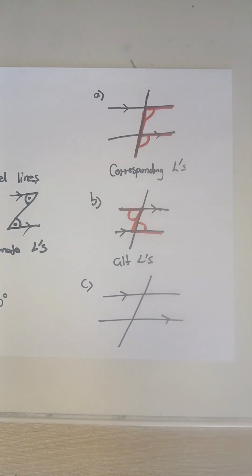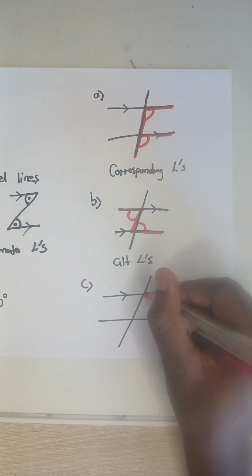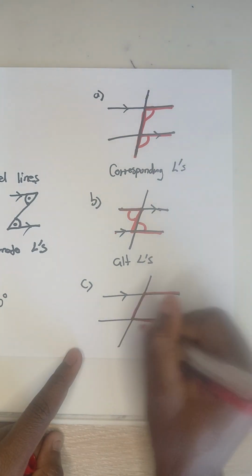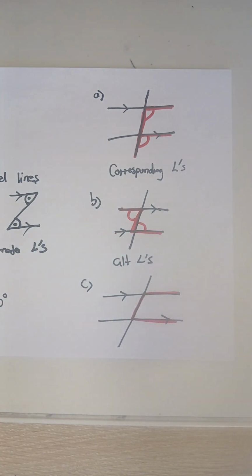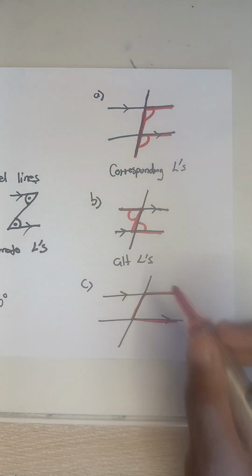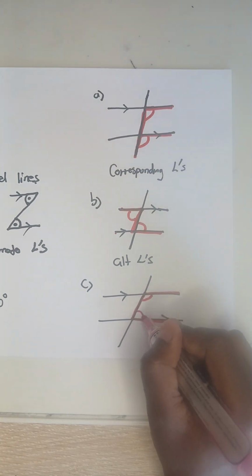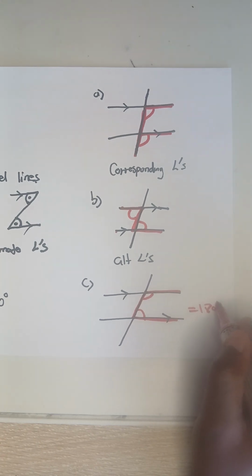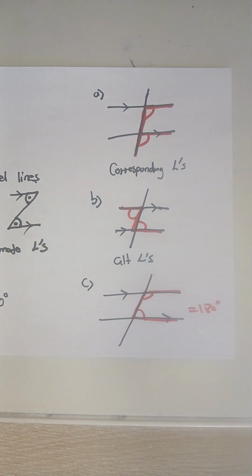And then the last one is co-interior. Co-interior is the one that adds up to 180. It's a U shape. It can be like this, it can be like this. This angle over here plus this angle is equal to 180. Always co-interior, they add up to 180. They are not equal. Take a note of that.